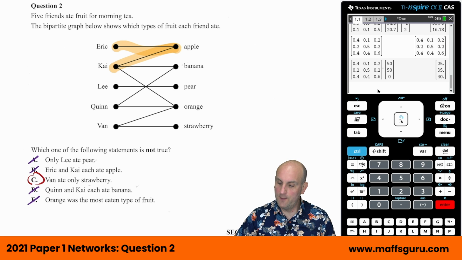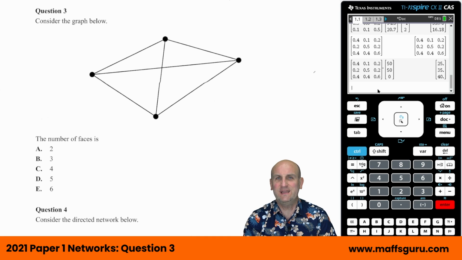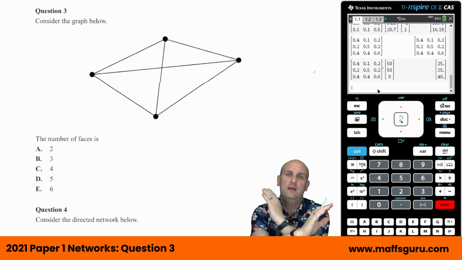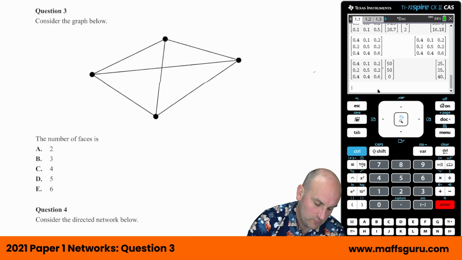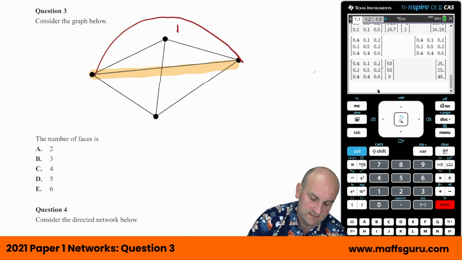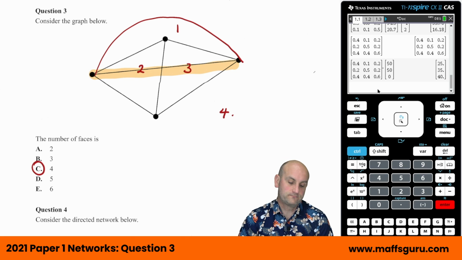Consider the graph below. The number of faces is, it's a trick. Why is it a trick? Because for it to be planar, you can't have something crossing. So I'm going to move this line here over here. So that gives me 1 face, 2 faces, 3 faces, and 4 faces. So I think C is 4.